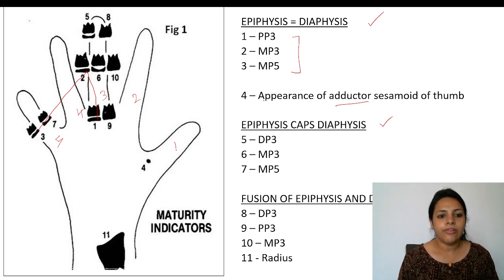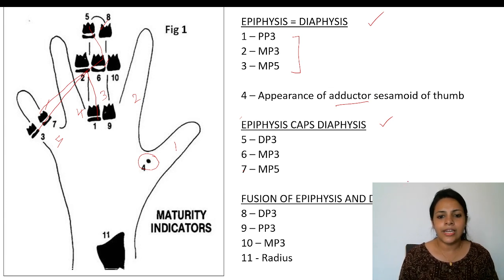The fourth stage that you see is the appearance of adductor sesamoid of the thumb. Then comes the next grouping where epiphysis caps the diaphysis. It goes as an inverted L over here, 5, 6 and 7. So an inverted L from top to the side. DP3 means the distal phalanx of third finger, then middle phalanx of third finger and the middle phalanx of fifth finger. Right? DP3, MP3 and MP5.